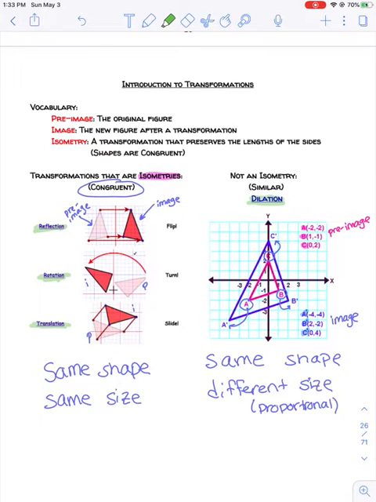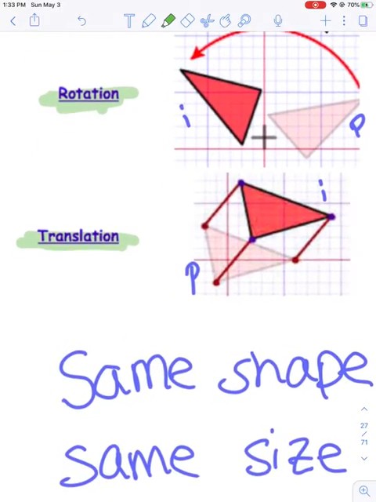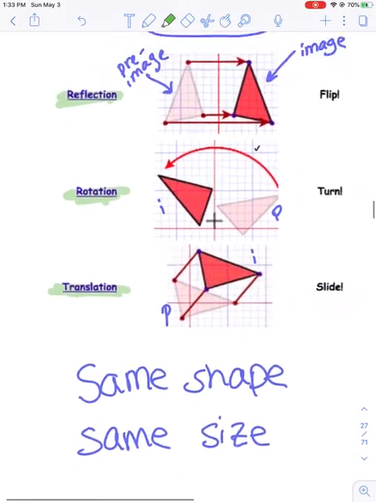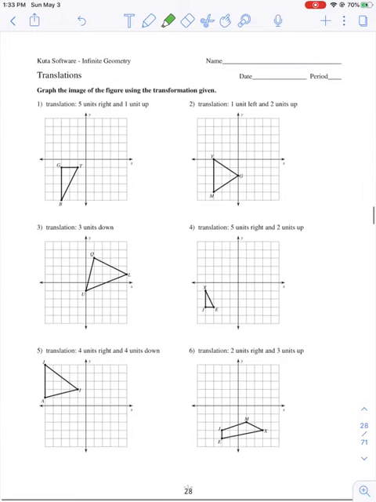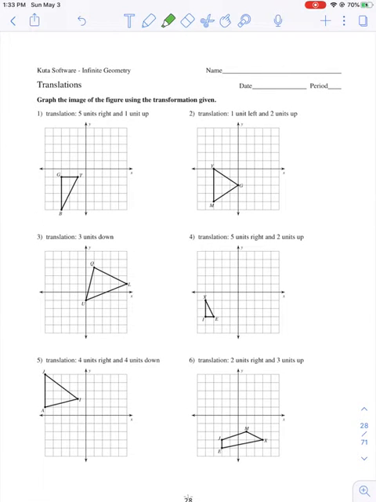And I'll highlight that in green just to show all of the things I've highlighted in green, those are the four transformations. Three of them are isometries, one of them is not an isometry. Today we're only going to be focusing on translations. The slide. So let's take a look.